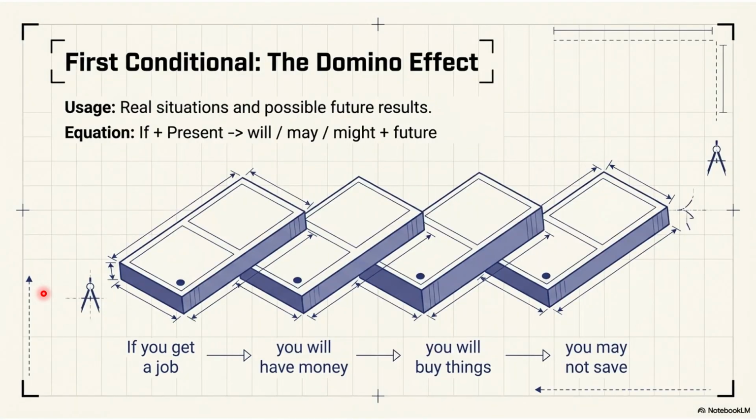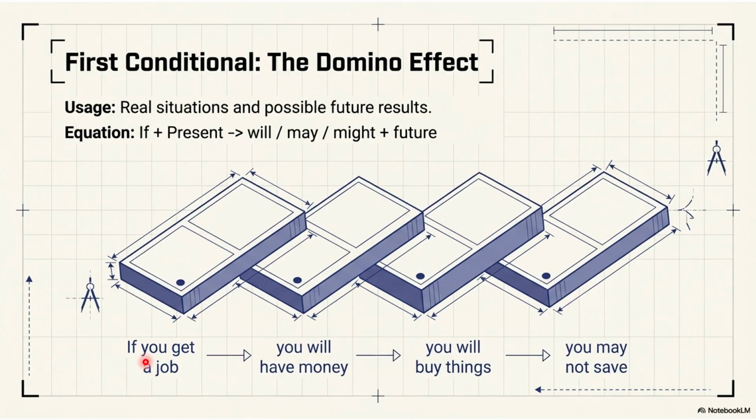Zero conditional. First conditional, which is the conditional that we are going to study tonight. First conditional is the domino effect. Usage, real situations, and possible future results. ¿Ok? Situaciones reales, resultados futuros posibles. Esta es la única que va a estar en el examen porque es la única que está en esta unidad.